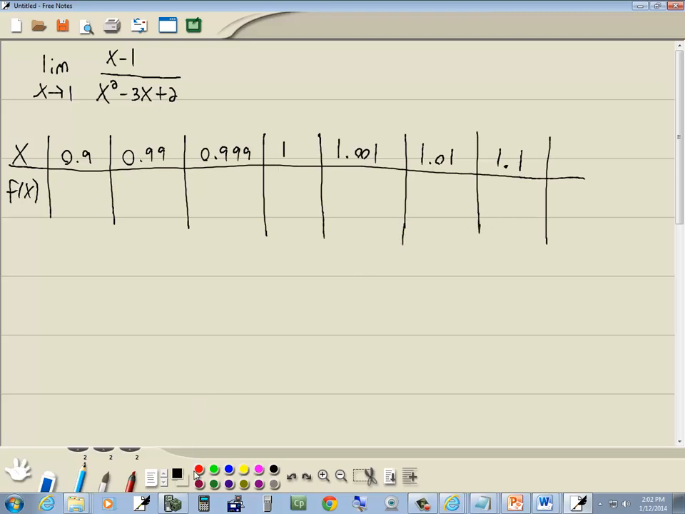Now we're going to use a calculator to do this, and the key to plugging this in your calculator is whenever you have a fraction with more than a single number on top and bottom, you have to put parentheses around it. So I'll put parentheses on the x minus 1, and I'll put parentheses on the x squared minus 3x plus 2. So let's go enter this in.